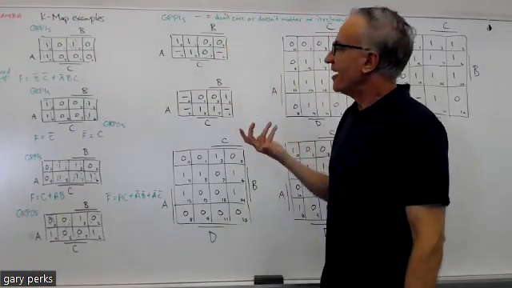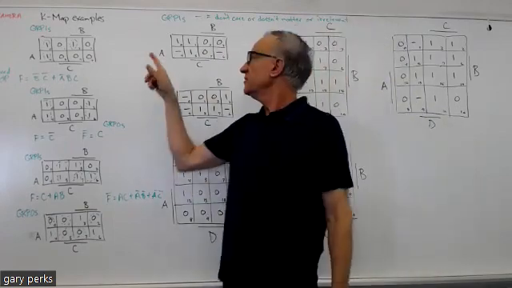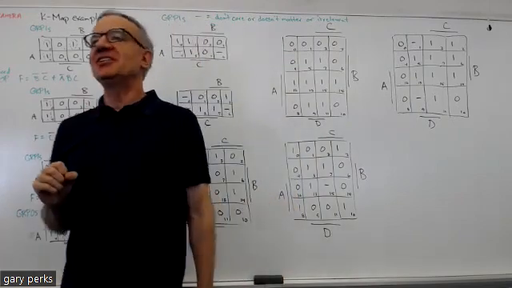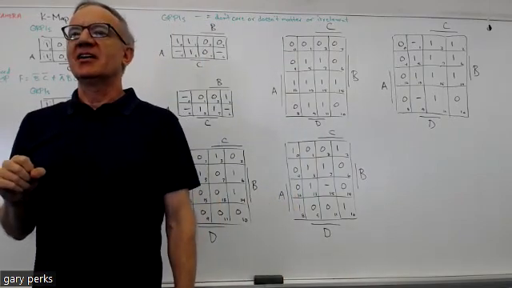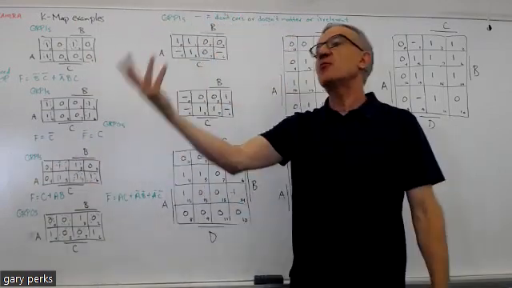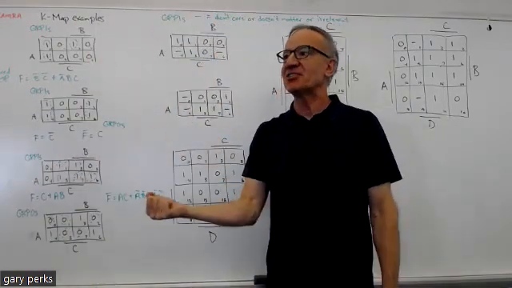So since I don't care whether this output or this output is a 0 or 1, I can choose what it is. It's sort of like a wild card. I can choose the don't care to be whatever I want, so I get the most reduced expression.